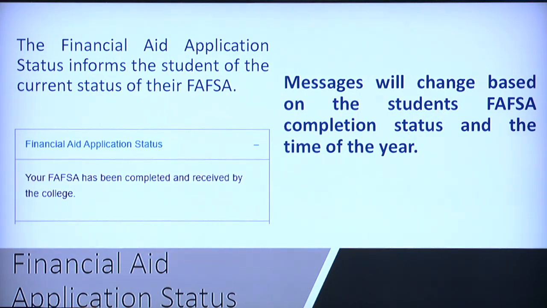First is the financial aid application status that informs the student of the current status of their FAFSA. During various times in the year, or whether the FAFSA has been accepted or rejected, it will display a different message on there for the student to see.